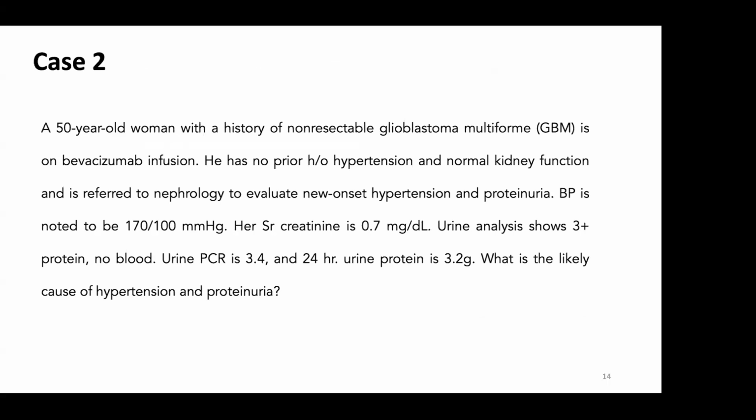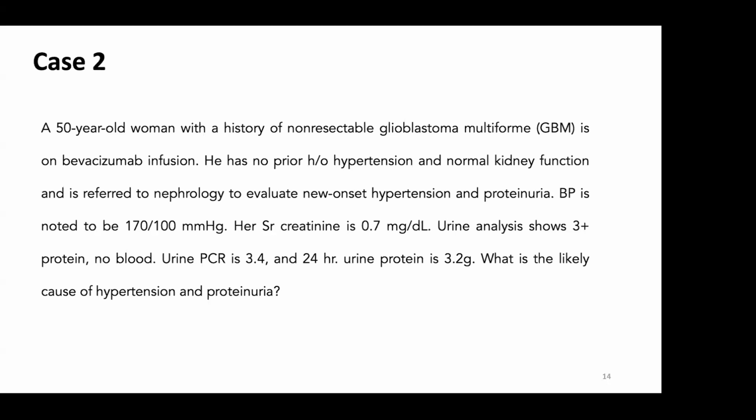Let's see case 2. So this is a 50-year-old female, a very highly functioning female who has a full-time job, and is referred to oncology because of non-resectable glioblastoma multiforme. She had some vague headaches, and on a routine imaging, it was noted that she has glioblastoma multiforme.